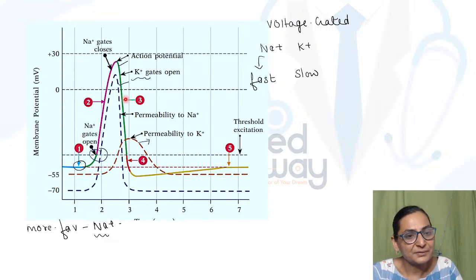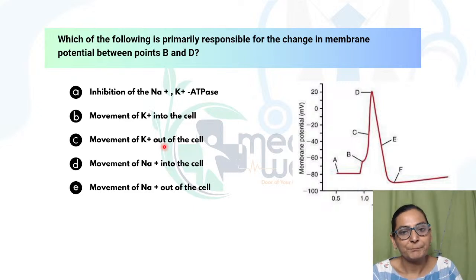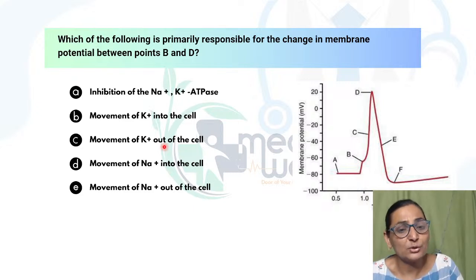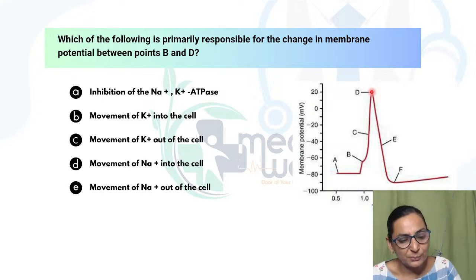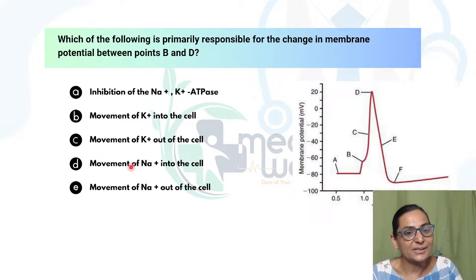At plus 35, you will see that the permeability of the sodium is declining, but the permeability of the potassium is increasing. So the permeability of the potassium rises almost at the same time when the permeability of the sodium declines. And that is what is responsible for repolarization. Now, if you want to confirm whether you've understood or not, what is responsible for changes between B to D? B to D is the upstroke of the action potential, which we called depolarization. So it is because of the movement of the sodium into the cell.